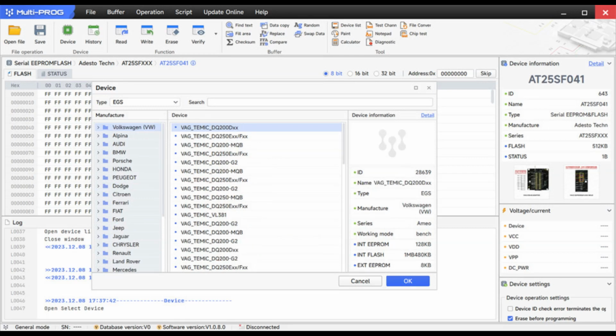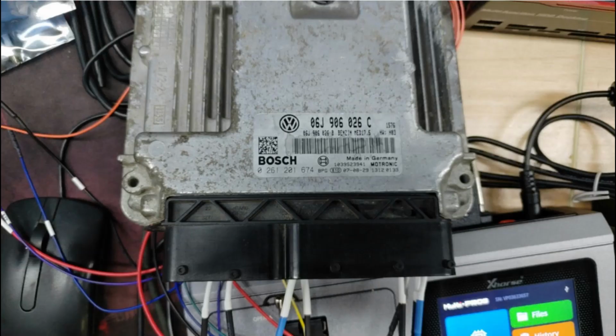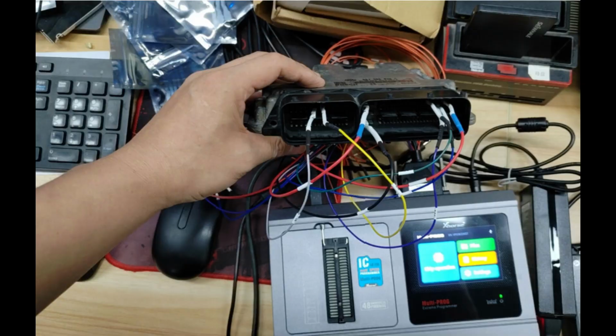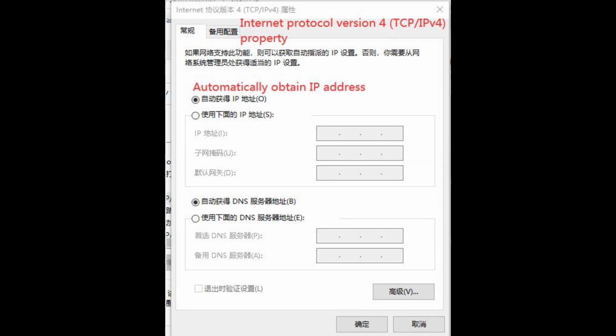2. Read and write and clone TCU. Volkswagen Audi Skoda DQ200, DQ250, VL381 TCU, etc. Porsche DL501 TCU. Ford Dodge and other MPS 6 Series TCU. BMW DKG, Mercedes-Benz VCS, and other models TCU.